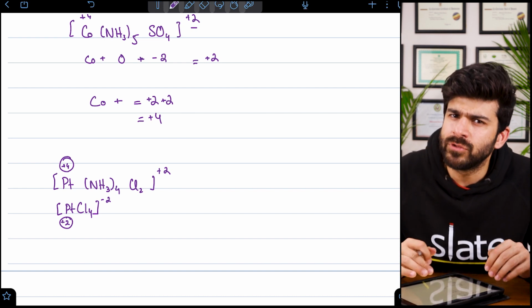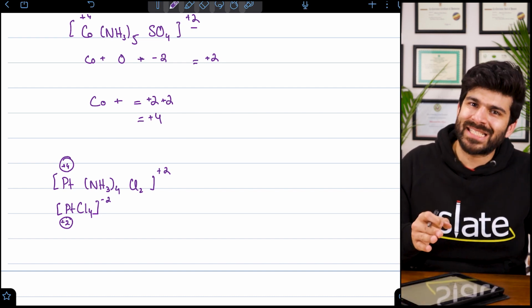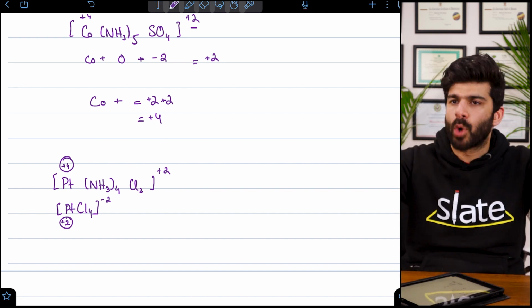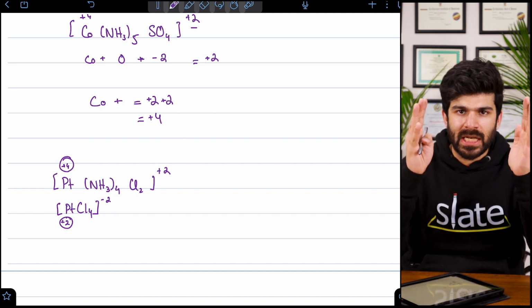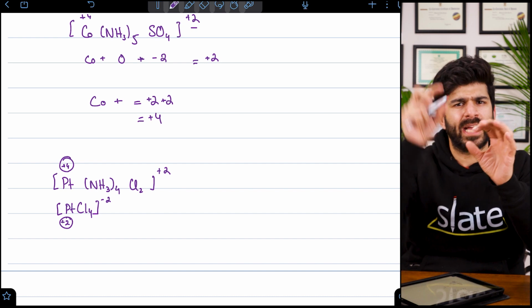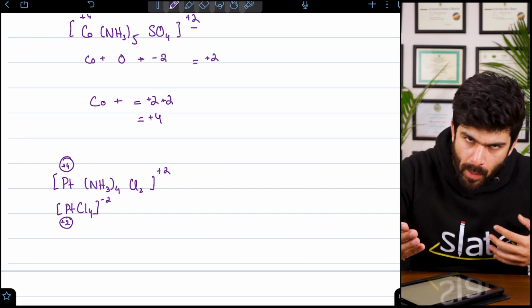And why do we have just 4 coordination number here? Because as I said, chlorine is a bigger ligand. There's a problem with the space. The bigger the ligand, the more are the issues with the 360 space. Smaller the ligand, we can easily fit them. So, bigger ligand, bigger problems.